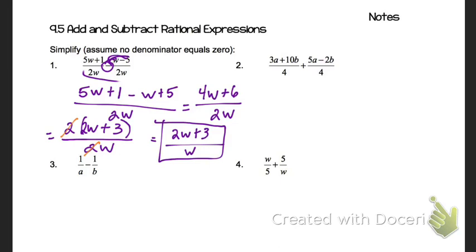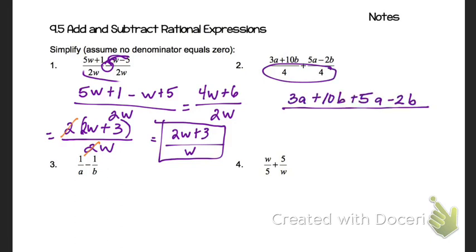Okay, try number 2 on your own. Denominators are the same. If I'm combining these, what goes on the denominator? 4. Some people like to say 8, but that is not true.